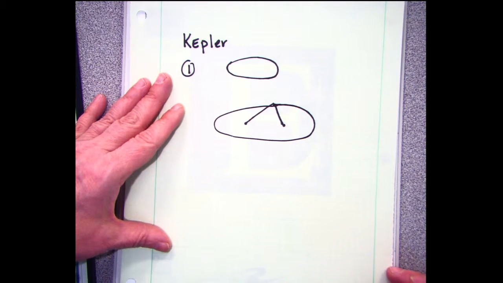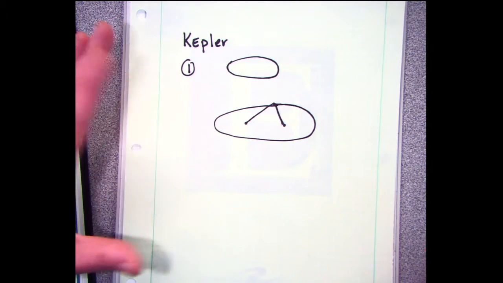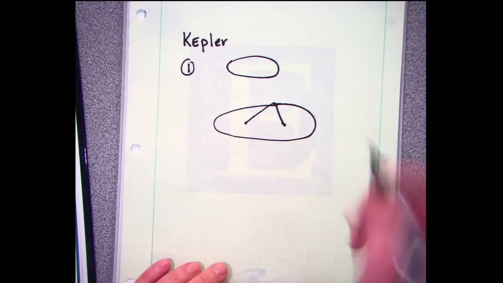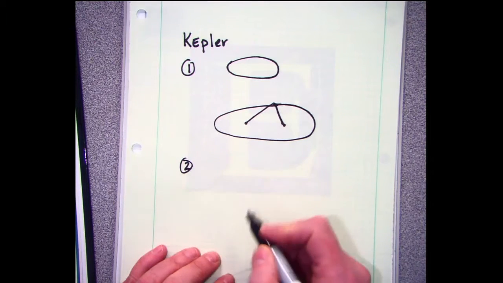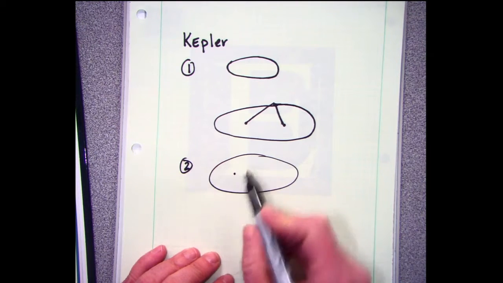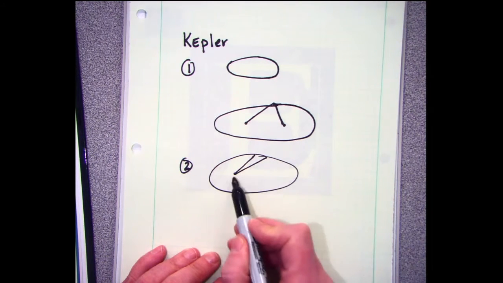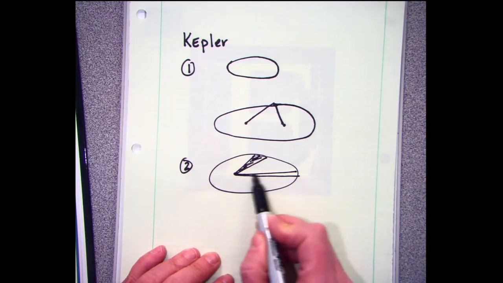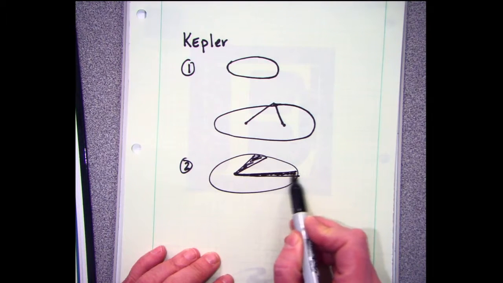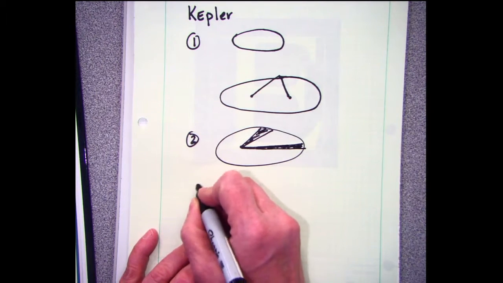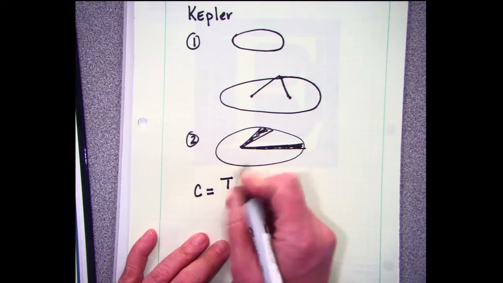The second one talked about how, here's the sun, and if you were doing a sweep of the area, these areas would be the same. That was another of Kepler's observations. And then the third one said that this was a constant, that the period squared over the nominal radius cubed was going to equal some sort of a constant.